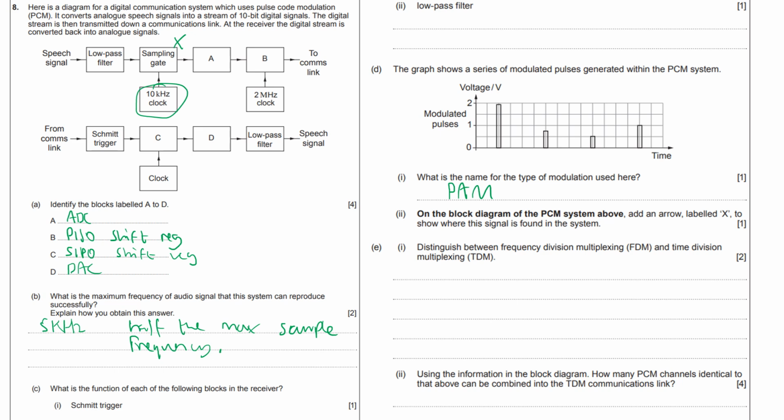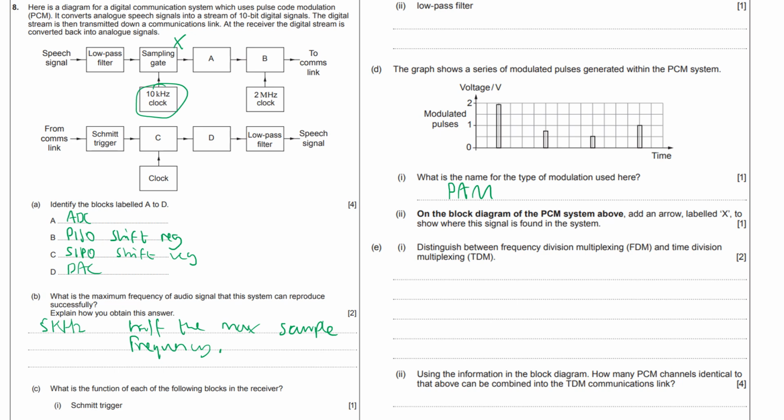In fact, we usually use frequency division multiplexing with AM and FM, because obviously if you've got the FM band, how many stations can fit on that band? It's called frequency division multiplexing. So like Radio 1, Radio 2, etc. So you can work out how many would fit on that band.